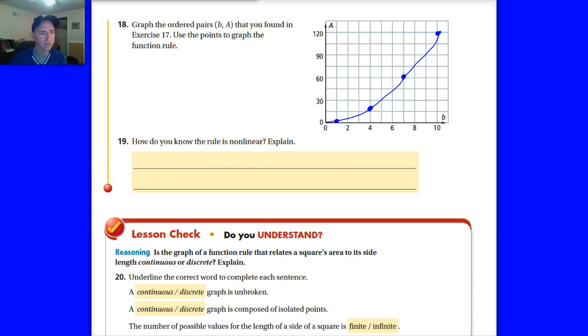It's slightly curving, so it says, how do you know that the rule is nonlinear? Well, we know that because the graph curves. Okay, a more mathematical way of saying that, and we get into this later, is that the rate of change is not constant.